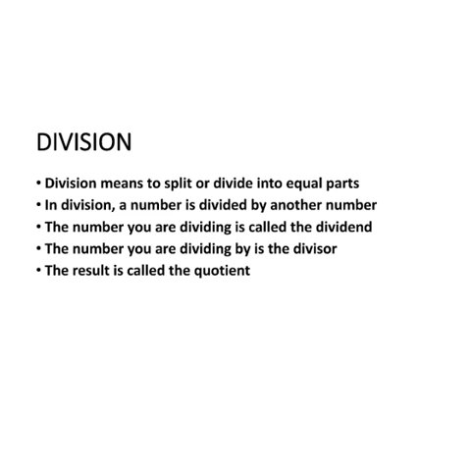What is meant by division? Division means to split or divide into equal parts. The number you are dividing is called the dividend, and the number you are dividing by is called the divisor. The result is called the quotient. The quotient is written above the division symbol.